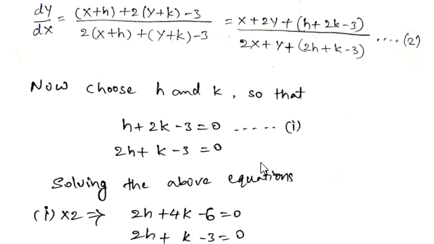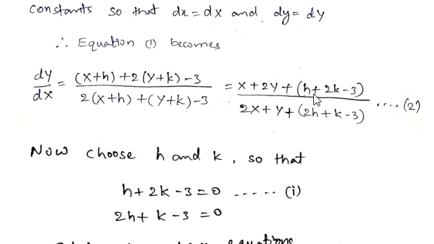If you substitute these h and k values here, h is 1, k is 1 means 1 plus 2 into 1 is 2. So 2 plus 1 is 3, 3 minus 3 is 0. The same way, h is 1 means 2 into 1 is 2 plus 1, 3. So 3 minus 3 is 0. Means these terms are 0. So like that we have found these h and k values.